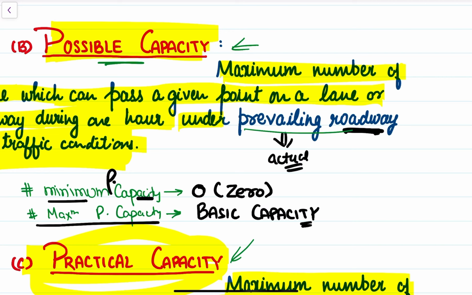If you have any doubt, you can always ask in the comment section. So the minimum value of possible capacity is zero. The maximum value of possible capacity is basic capacity.